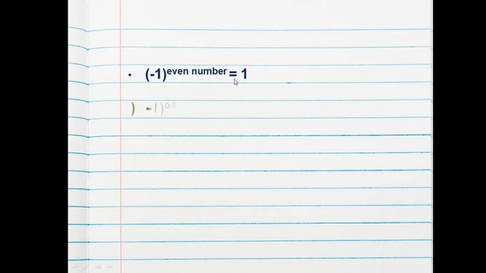Then the next law, -1 whole raised to the power odd number equals -1. When the base is given negative and its exponent is an odd number, then the result will be a negative number. So that is -1 whole raised to the power odd number equals -1.